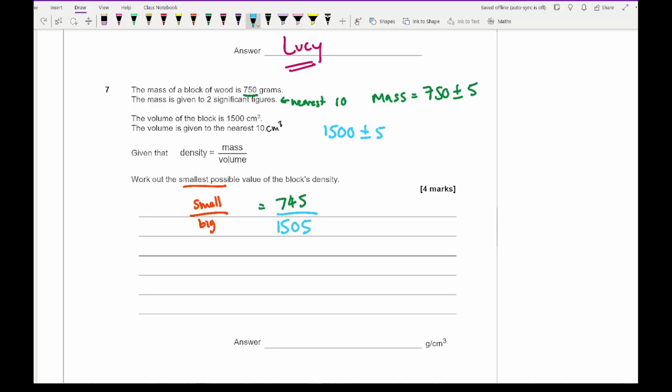And then working that out, 745 divided by 1505 on my calculator, I get an answer of 0.49501666113, and then just rounding that, let's do it to 3 sig fig. So I'm going to get 0.495, and that's to 3 decimal places, or 3 sig fig, whichever floats your boat. And there is our final answer.